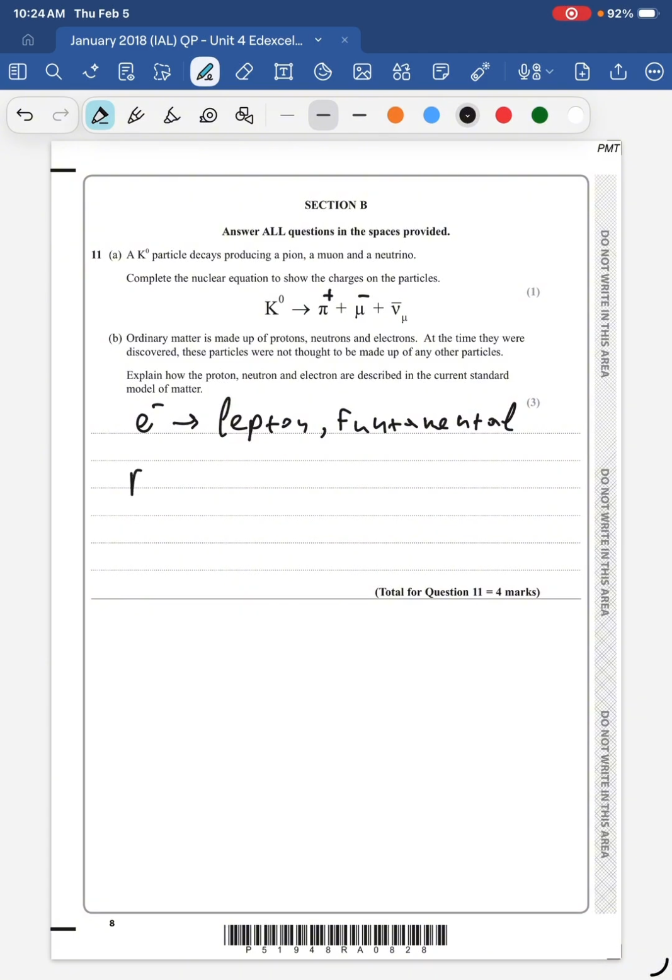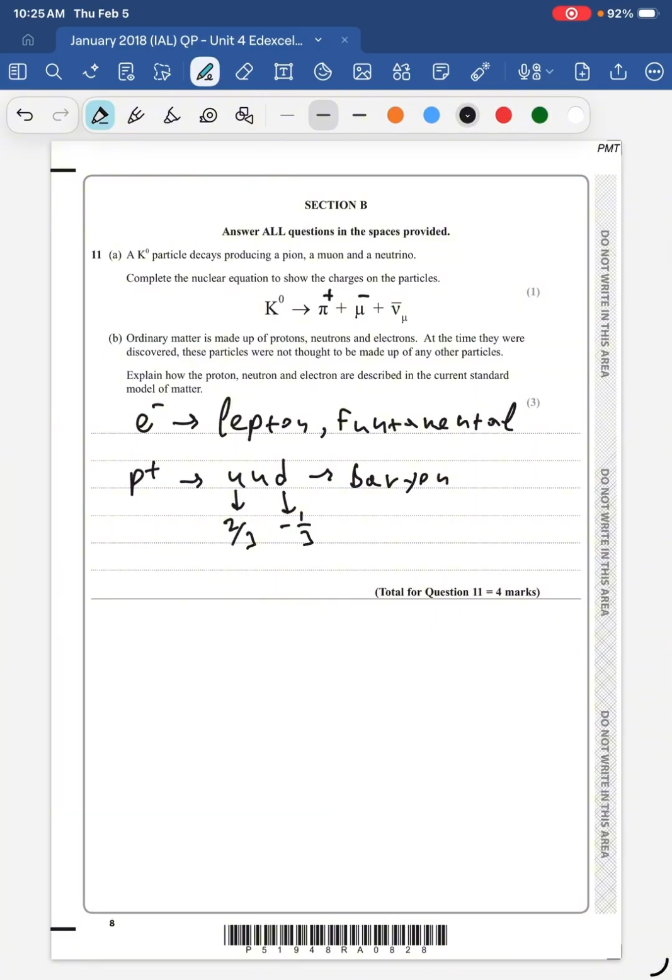Now the proton consists of 3 quarks, U, U, and D. Let me try to make a better D. There you go. And it's a baryon in the standard model. U has a charge of 2/3, and D has a charge of minus 1/3. So 2 times 2/3 makes 4/3, minus 1/3 makes 1.